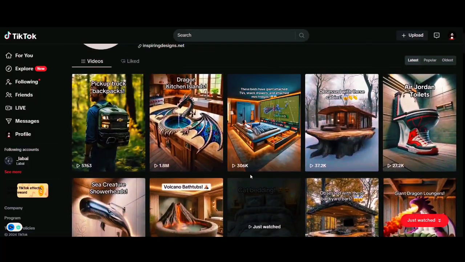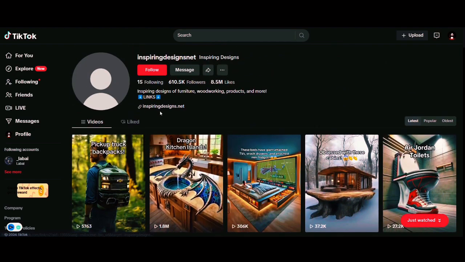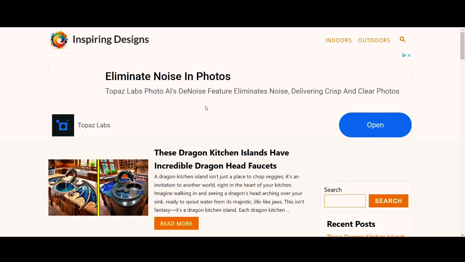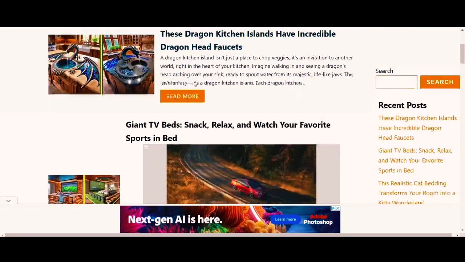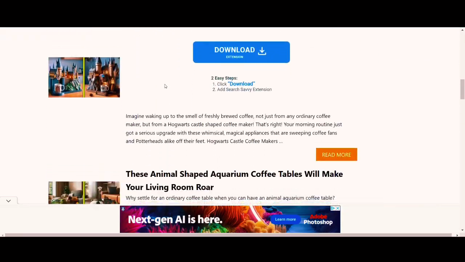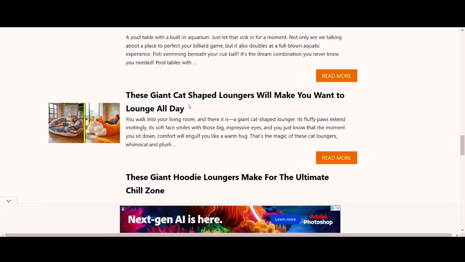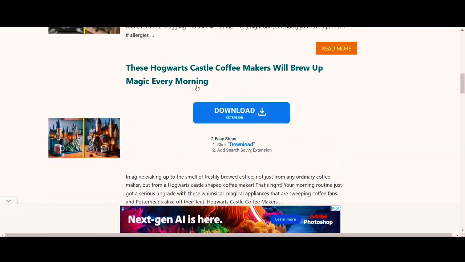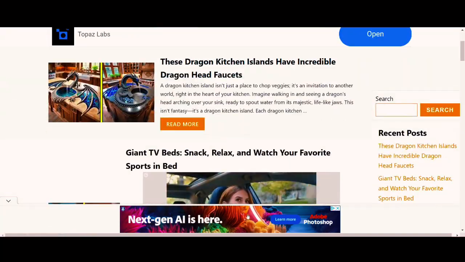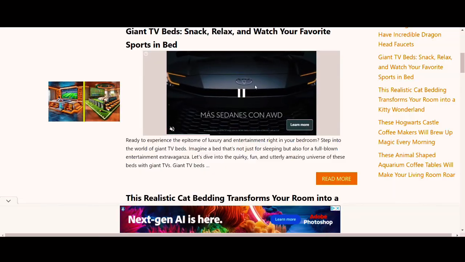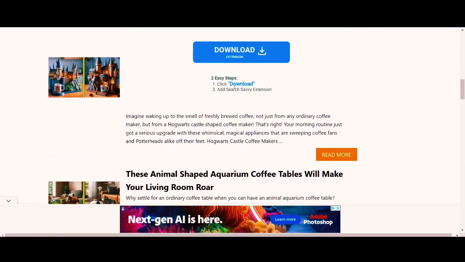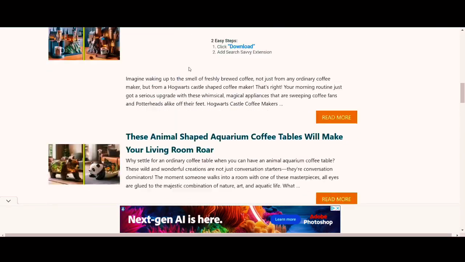The way that this account is monetizing, if we click the link right here, is they essentially just have a website where they've got all these different articles, just saying more details about these imaginary products. They're essentially just monetizing through Google Ads. All these ads that you see on the website, they're getting paid to run those ads on this site.